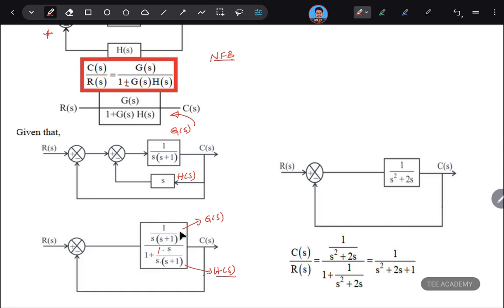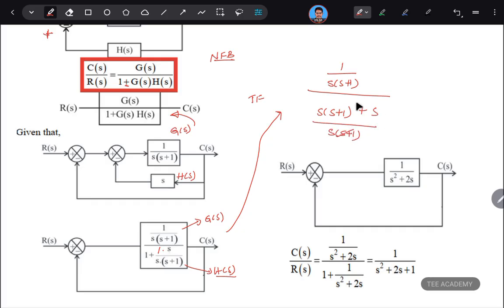Again simplifying this, C(s)/R(s) is equal to G(s). If I simplify this, the transfer function of this model, G(s), is 1/(s(s+1)) divided by H(s). I cross multiply this: s(s+1)+s divided by s(s+1). So s+1 gets cancelled here. Then 1 divided by s(s squared + s + s), so this will be equal to 1/(s squared + 2s). This is what I have here.